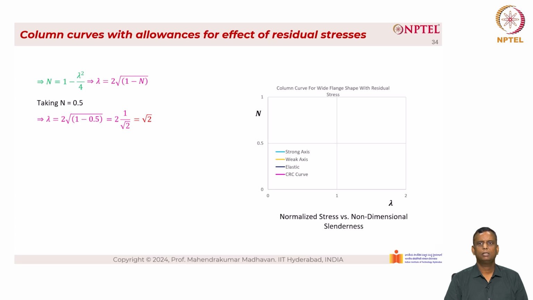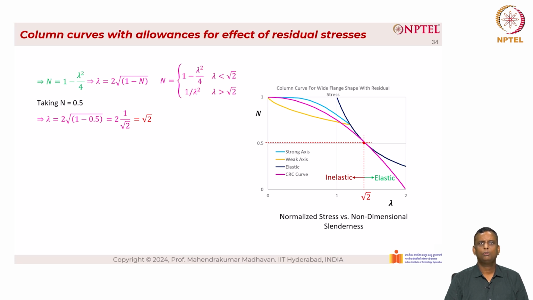Now when we plot the curve, the normalized stress versus non-dimensional slenderness, we have three different curves. The top one is the strong axis, which is blue in color. The bottom one is the weak axis, which is yellow in color. We have the elastic curve, basically the Euler curve, which is dark blue. And then we have the CRC curve, which is pink in color, as you can see here. So the CRC curve is a nice compromise between the strong axis as well as the weak axis strength curves. This intersects at point root 2. To the right, it is elastic. To the left, it is inelastic.